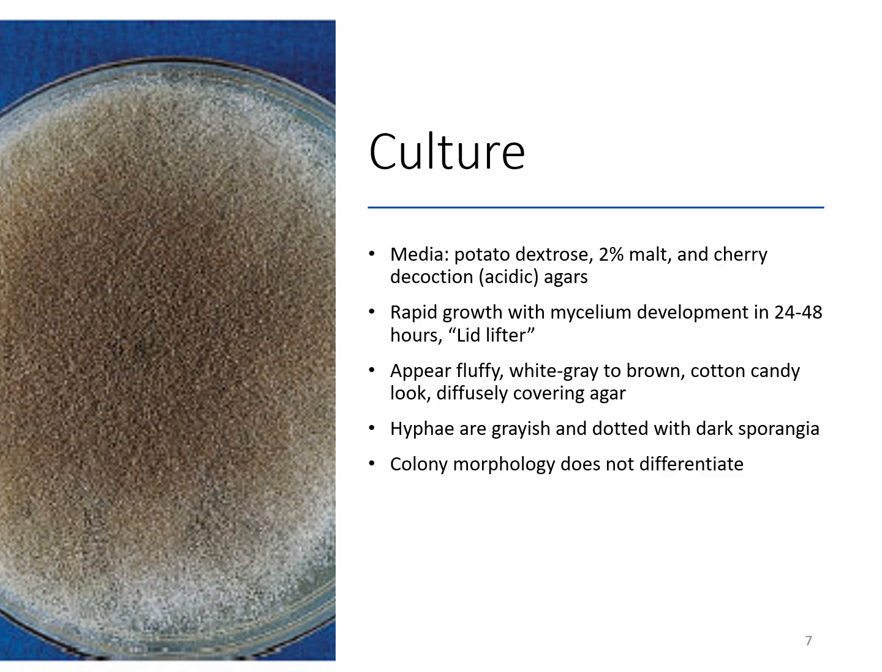They do appear very fluffy. They can be white to gray to brown, kind of like a cotton candy type look where they're just so fluffy, and they basically cover the entire agar plate. The hyphae can be grayish, but they are also dotted with some dark sporangia. The morphology doesn't differentiate a whole lot between these, and since you don't really need to know much about the morphology of them, we won't focus on that much for this lesson.